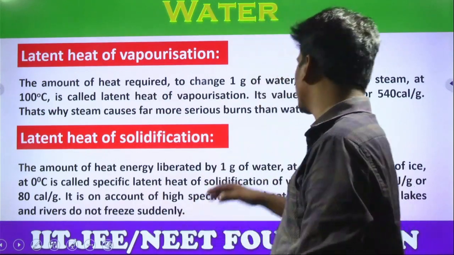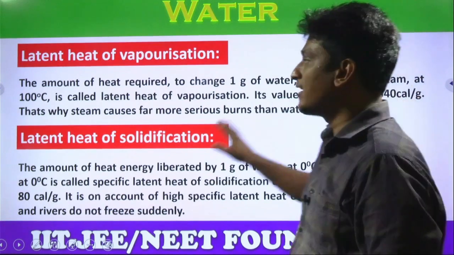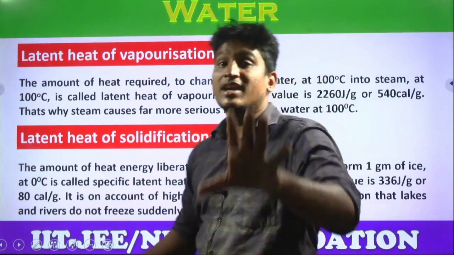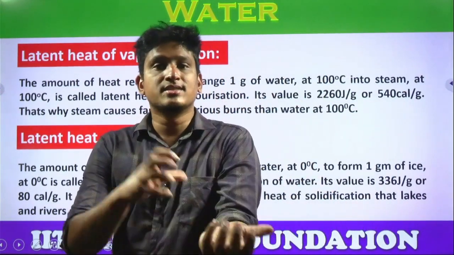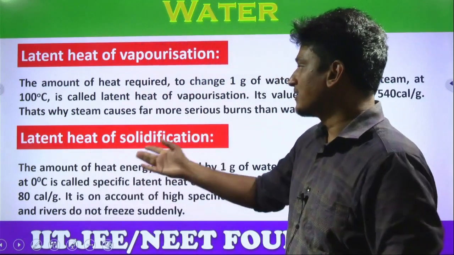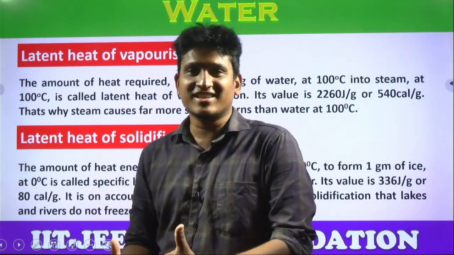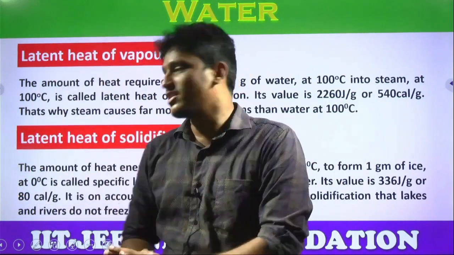We have the values also: 2260 joules per gram or 540 calories per gram. That's why steam causes more serious burns than water. Steam contains high energy, students. That's why it causes more burns than normal hot water. Why? Because hot water still contains some intermolecular attractions. To break those attractions, more energy is needed, so steam contains more energy.